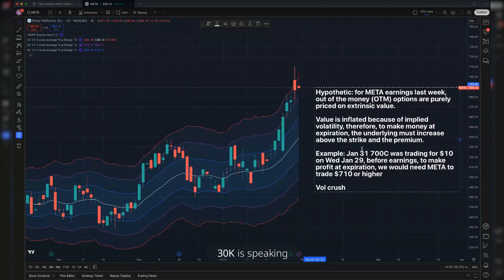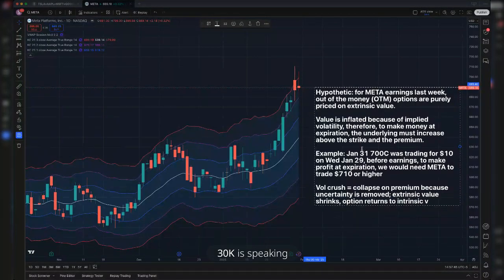Vol crush equals collapse in premium because uncertainty is removed. When you have an earnings event, immediately after earnings is released and whatever move happens, you have removed all of the uncertainty, right? So this is your extrinsic value. The option returns to intrinsic value, theta accelerates, and vega diminishes, right?